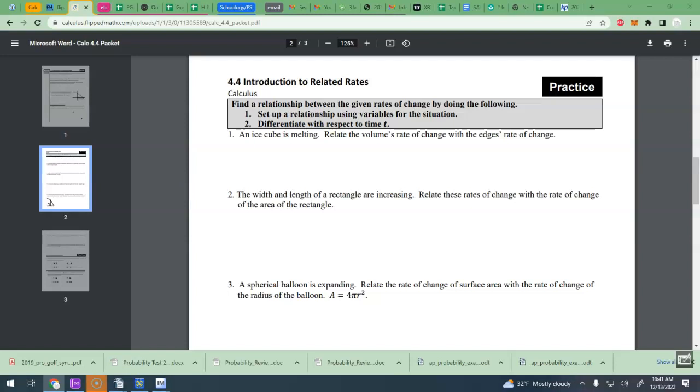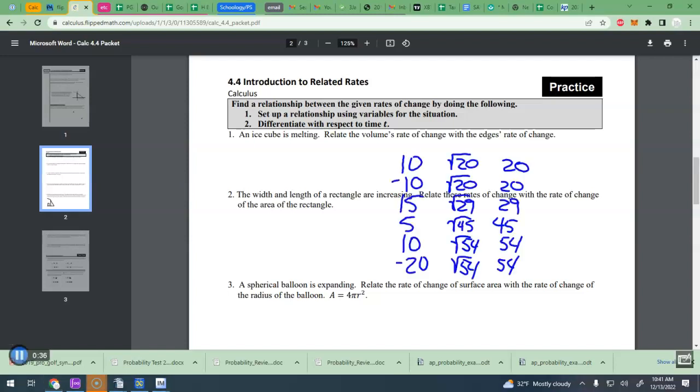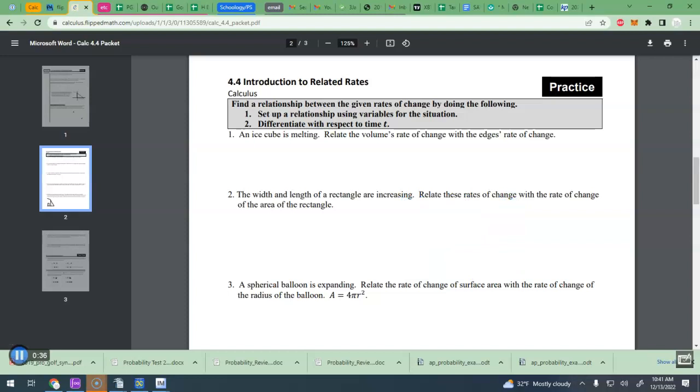So, an ice cube is melting. Part of this is that calc classes, or most students, are bad at remembering general formulas for area and volume of things. So, what's the area of a circle? Pi r squared. But you weren't sure, right? No. What's the circumference of a circle? Pi r. Should I write some of these down?